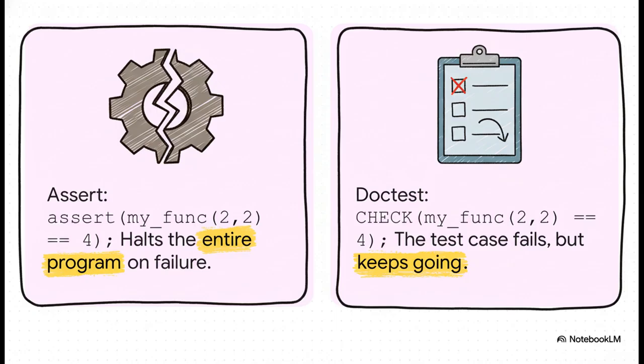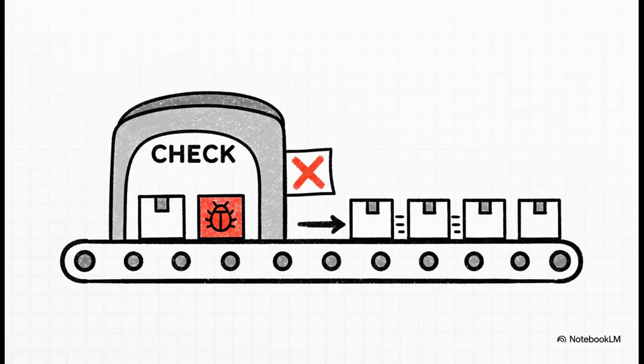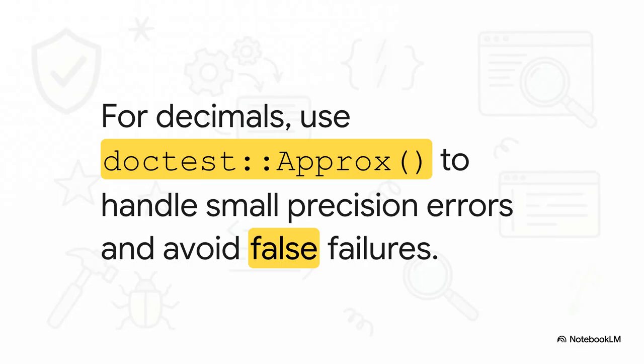It's just as simple to write, but what happens when it fails? Oh, that is a complete game changer. This is the magic right here. When a doctest check fails, it logs the failure, telling you exactly what went wrong and on what line, and then it just keeps going. It moves right on to the next test. This means you can run 100 tests and get a complete report of all 20 that failed, all in one go.